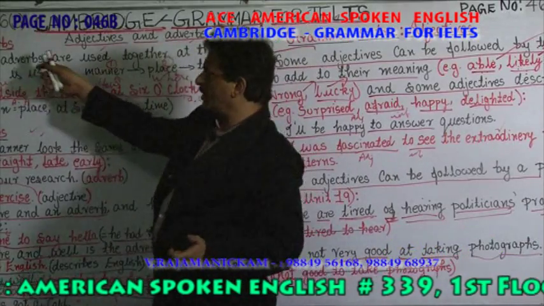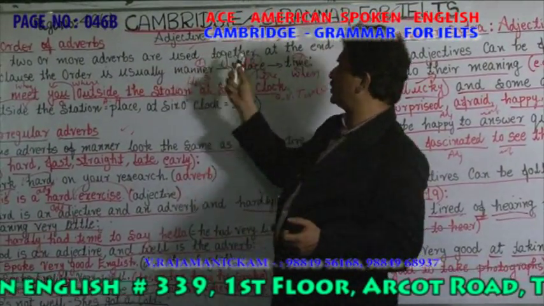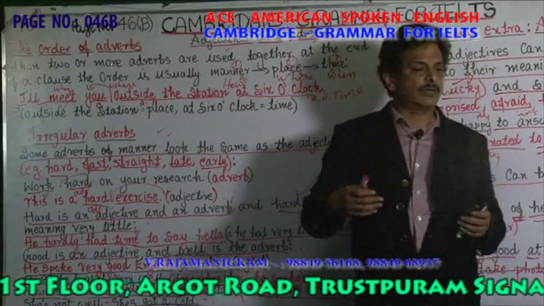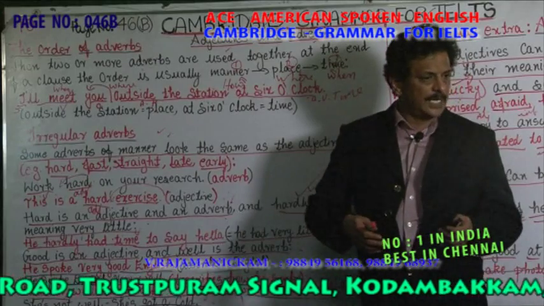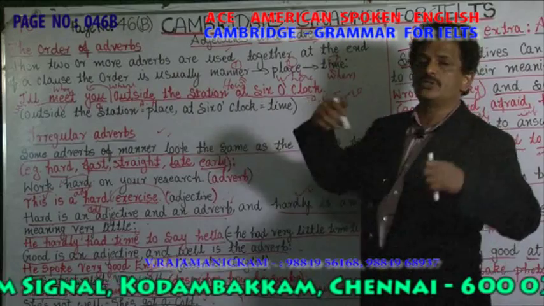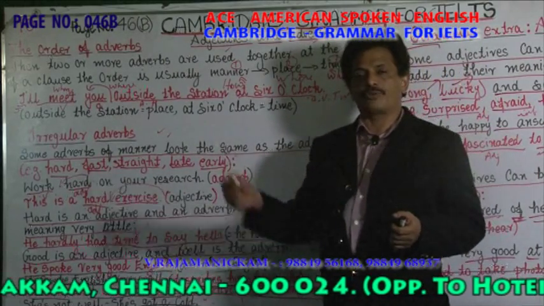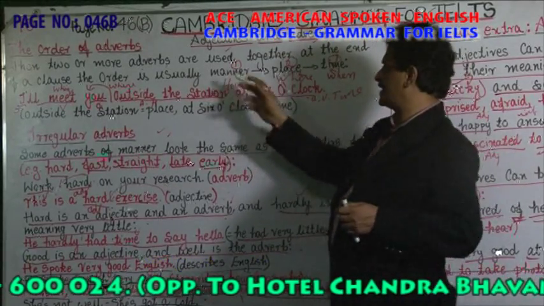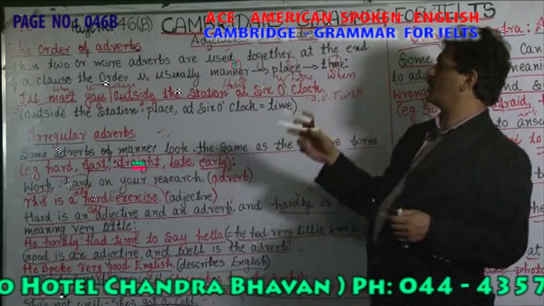So, order of adverbs. When two or more adverbs are used together, in your common conversation, generally you use adjectives, adverbs, nouns. These are the things you use, and you use a greater number of adverbs. When you use more adverbs, both in your writing and in your speaking, then adverb of manner should come first, then adverb of place second, and adverb of time third.